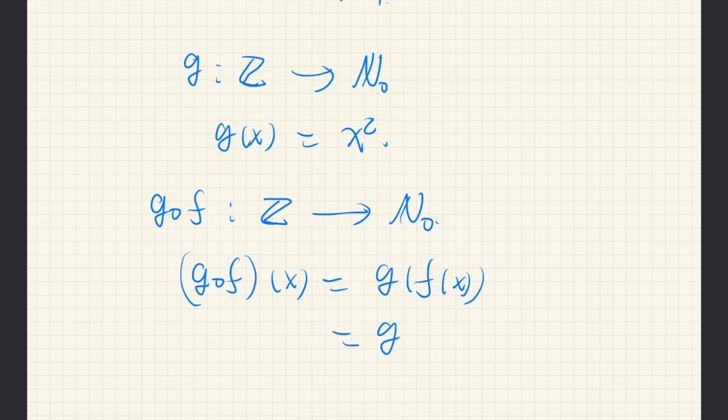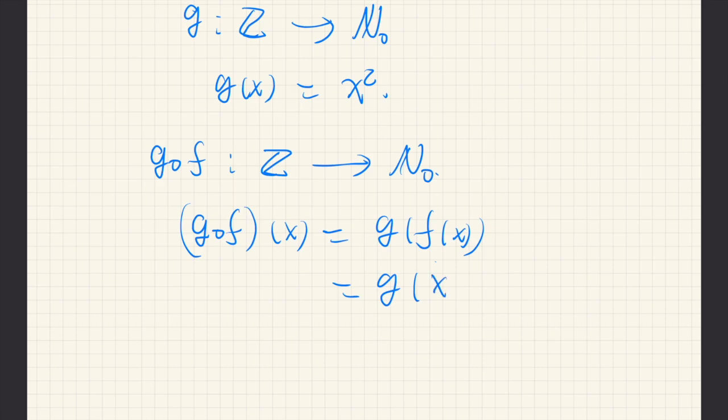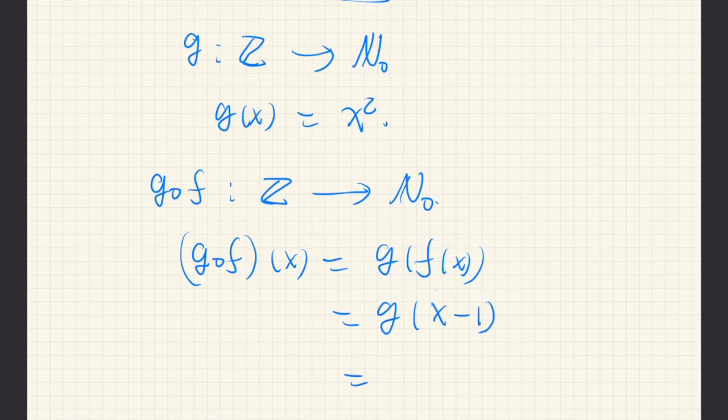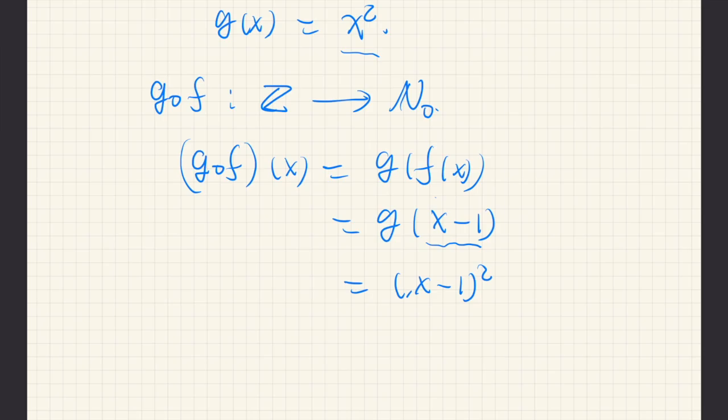and that is defined as g after f of x equals g of f of x. That is, first apply f of x, then we have x minus 1, and g of x minus 1 is this thing squared. So we have x minus 1 squared. Yeah, if you want to, we can expand this as x squared minus 2x plus 1. Well, either is fine. But anyway, this is the result of composing f and g.